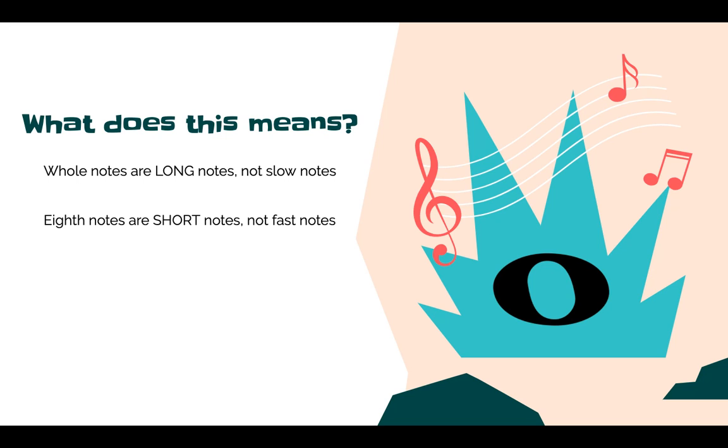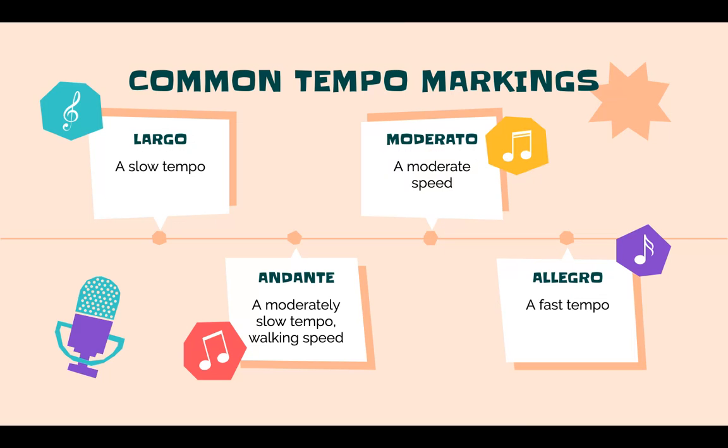Sometimes students see a whole note in their music and they say, oh, this is really slow because it's a whole note. If we're at a fast tempo, ta, that whole note's going to go by pretty quickly. On the other end of the spectrum, eighth notes are short notes. They're not necessarily fast. And so if it's a very slow tempo, ta, ta, ta, ta, those eighth notes are going to go by at a slower pace.